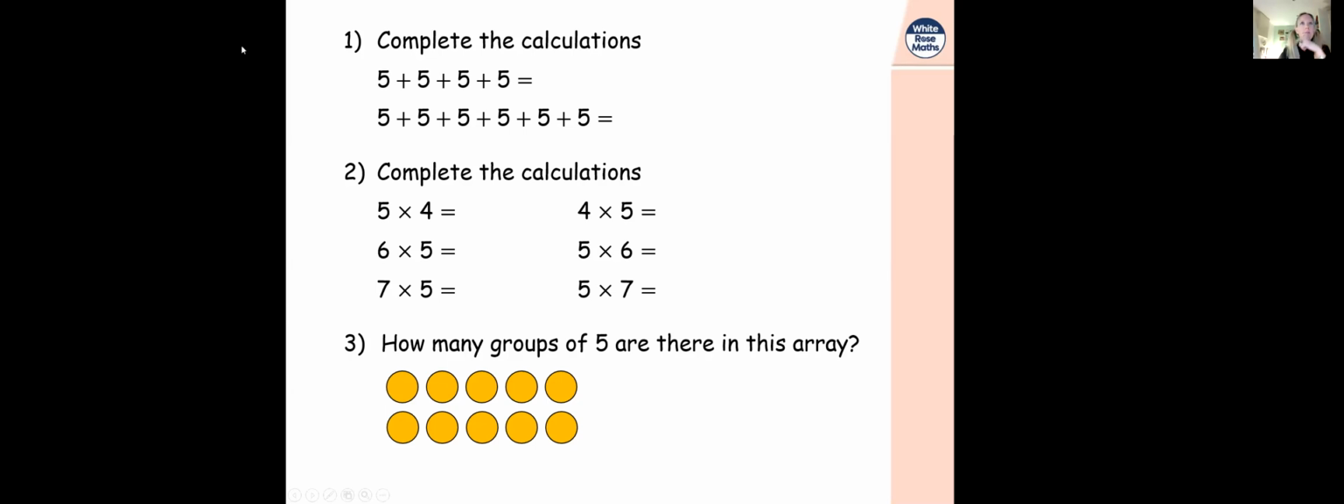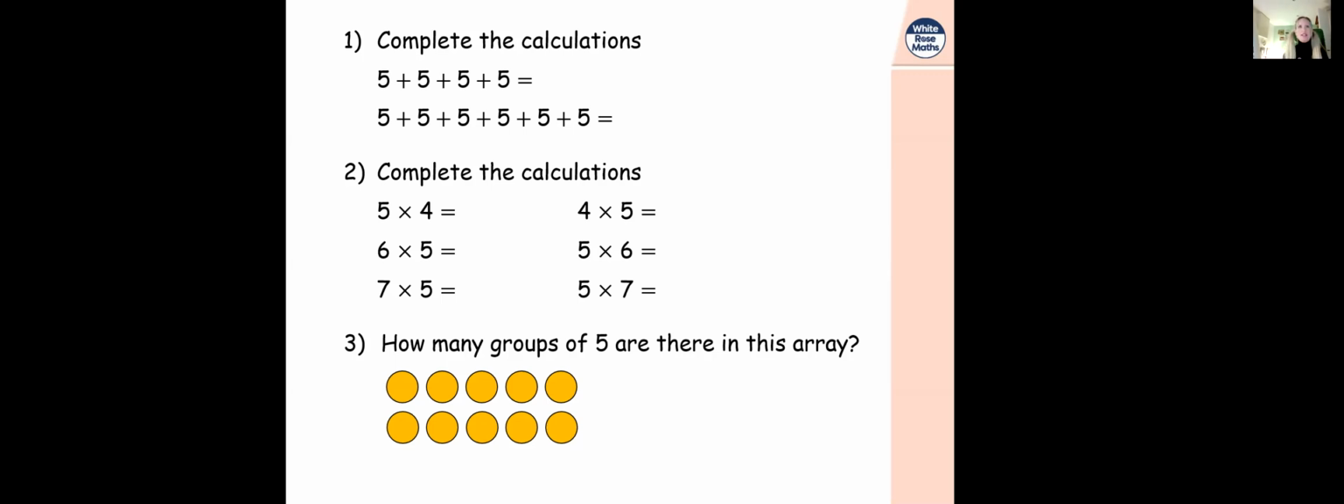Let's look at question 1 together. Complete the calculation. This is your sum. 5 add 5 add 5 add 5 equals. What does 5 add 5 add 5 add 5 equal? Work it out. 5, 10, 15, 20. 1, 2, 3, 4. 4 5s there. I'm giving you all the best clues today.